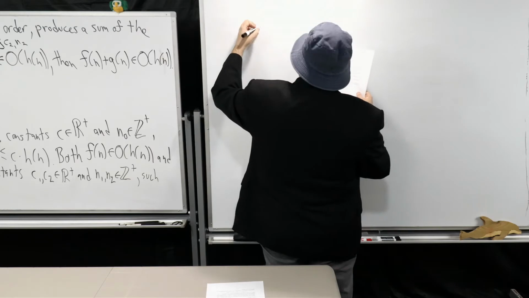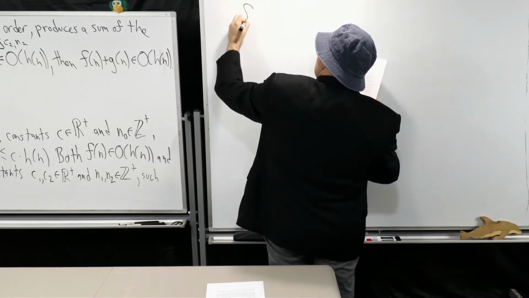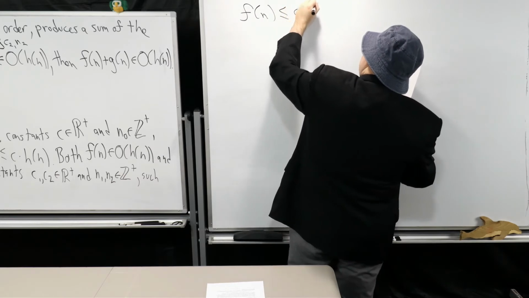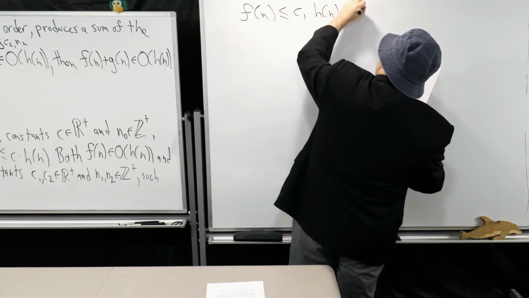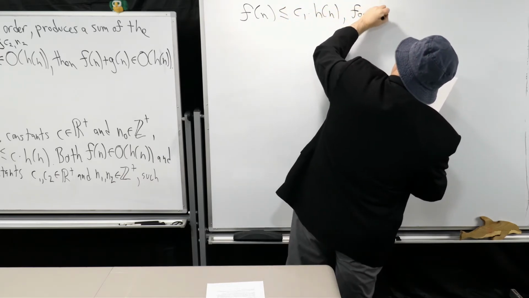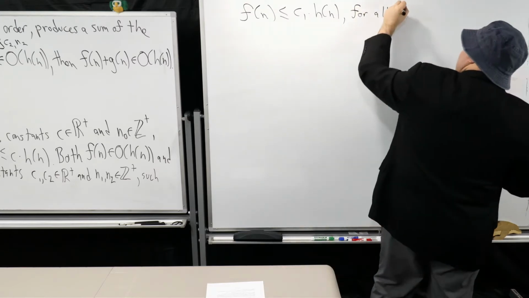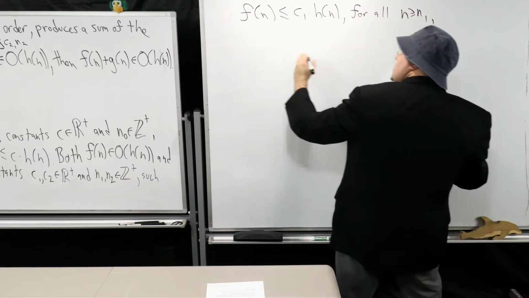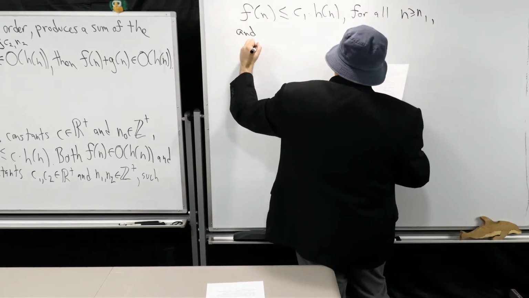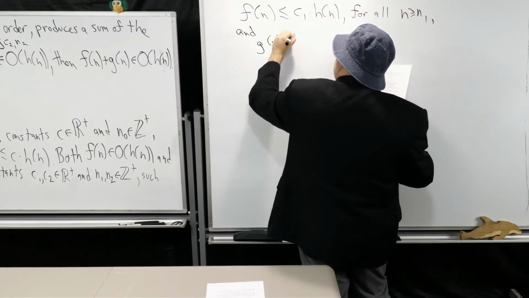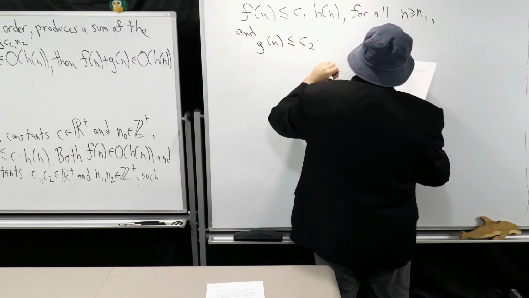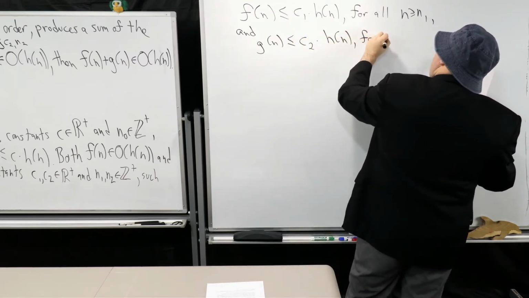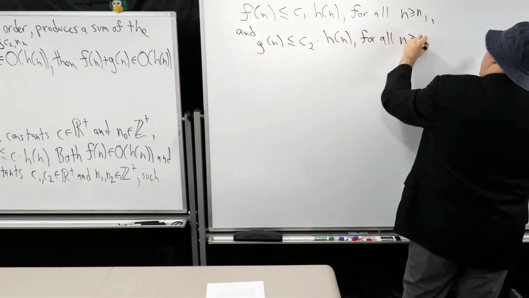When I invoke the definition of big O, we know that f of n is less than or equal to c1 times h of n, and this is for all n greater or equal to n1, and g of n is less than or equal to c2 times h of n for all n greater or equal to n2.